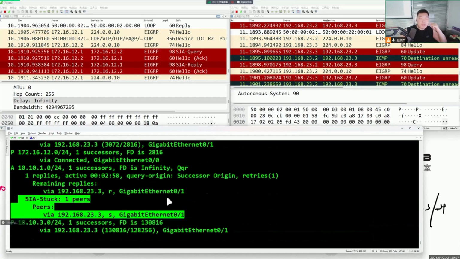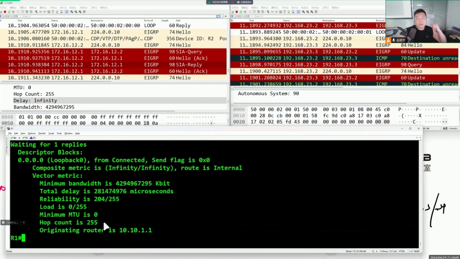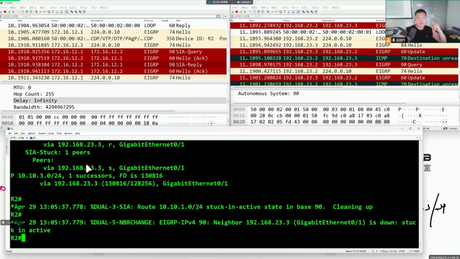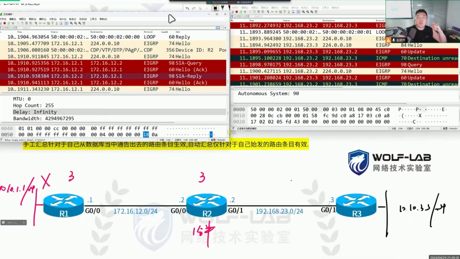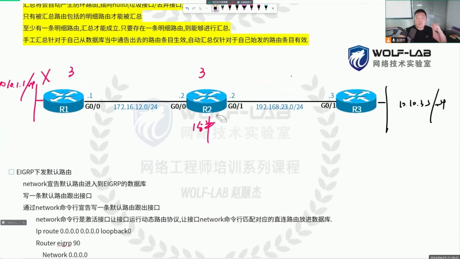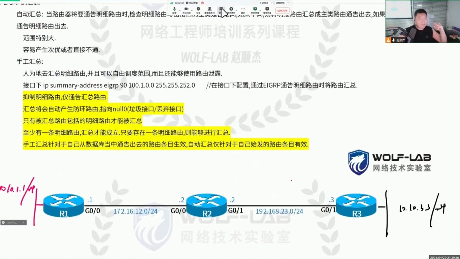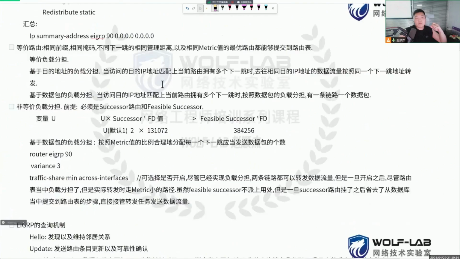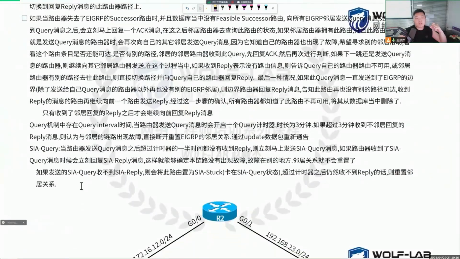Dear students, once we send the SIA query, then the status will be redetermined. The status of R1 and R2 has not changed. The neighbor relationship between R1 and R2 has not been reset. R2 and R3 have reset their neighbor relationship. Dear students, this is our query mechanism, such a stable method. EIGRP's query mechanism, how to seek stability.